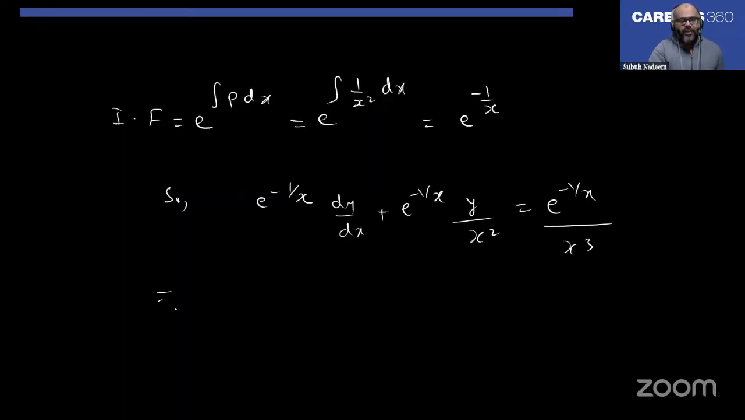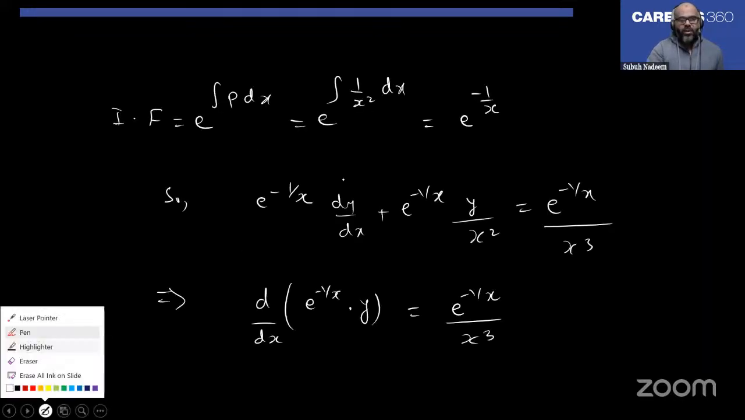So this implies that this expression on the LHS will actually be d of e to the power minus 1 by x into y with respect to x. That is why we take integrating factor. If you do the product rule here, you will get this. And on the right side, here is e to the power minus 1 by x over x cube.